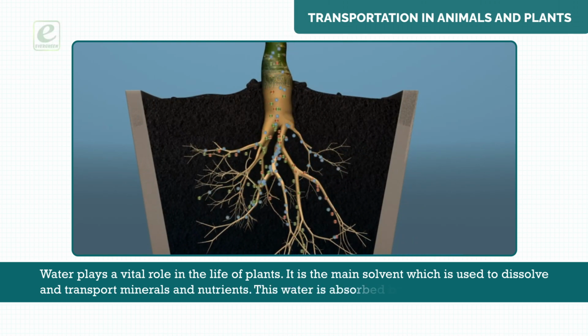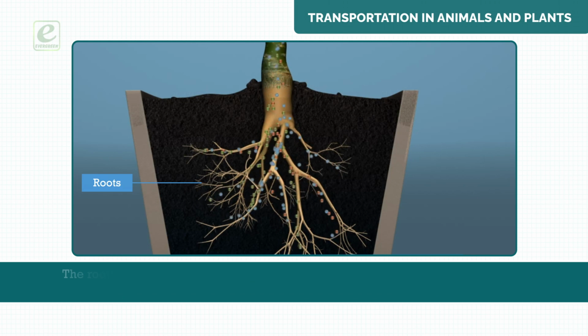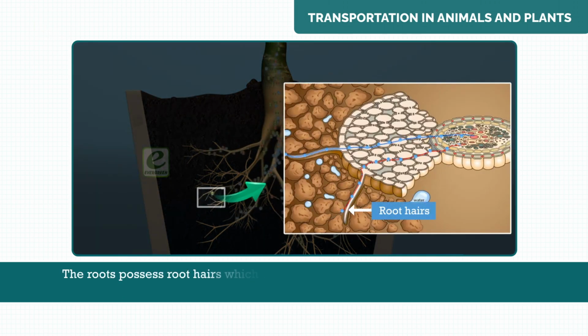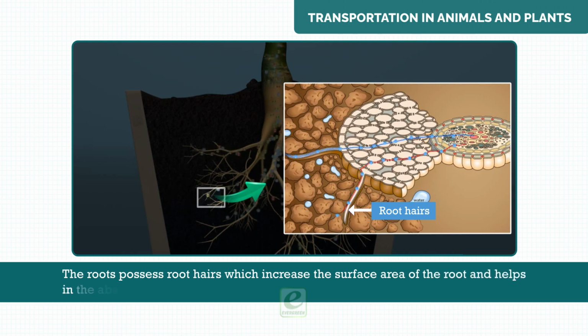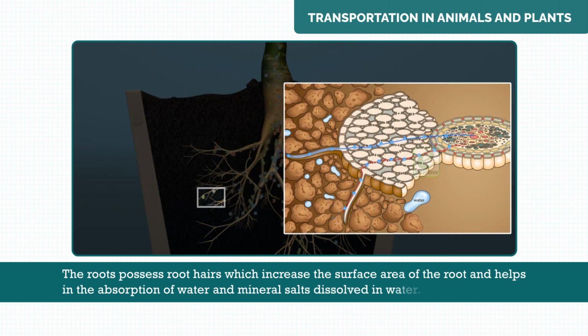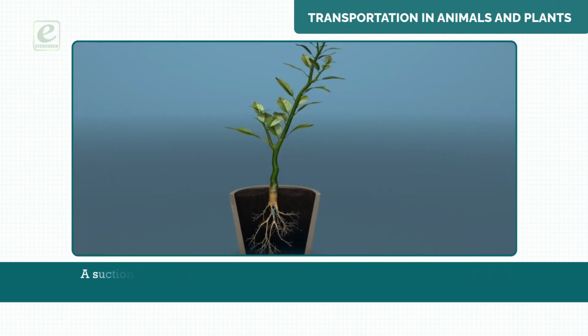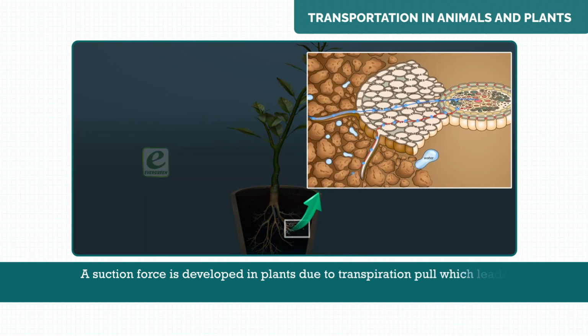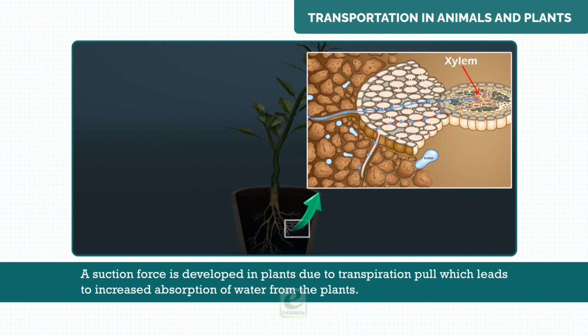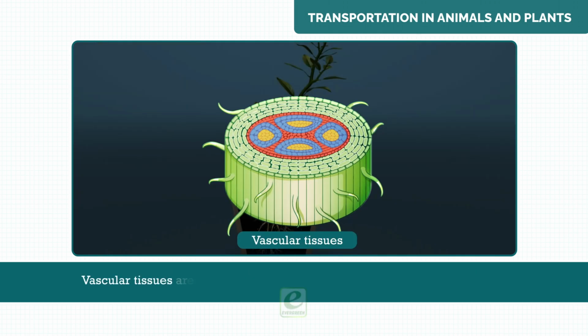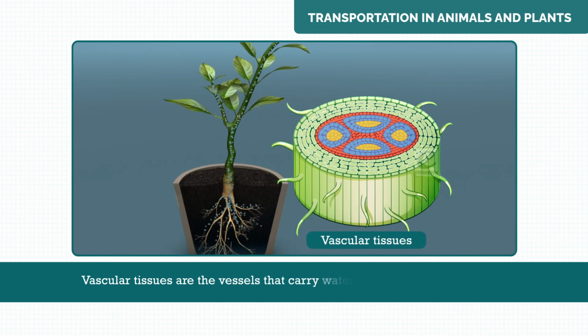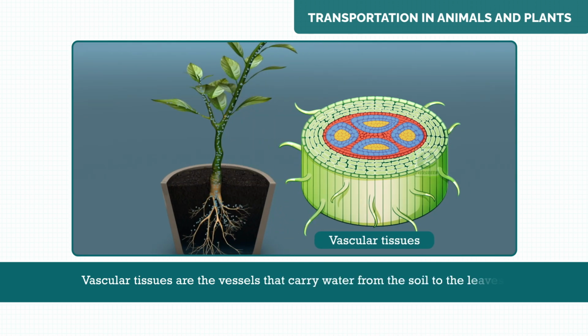This water is absorbed by roots. The roots possess root hairs which increase the surface area of the root and help in the absorption of water and mineral salts dissolved in water. A suction force is developed in plants due to transpiration pull, which leads to increased absorption of water from the soil. Vascular tissues are the vessels that carry water from the soil to the leaves.